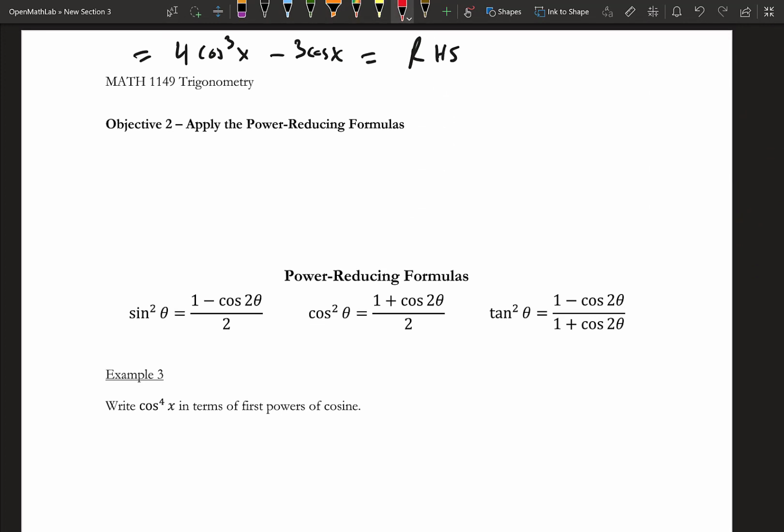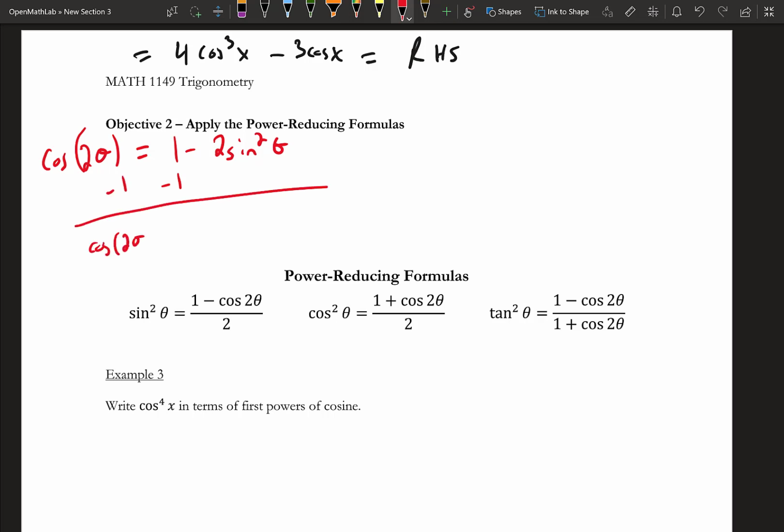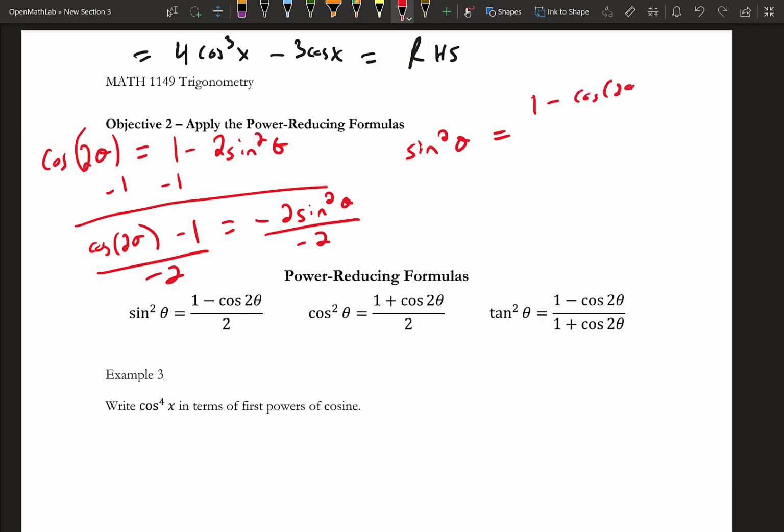Right? So for example, if I start with the first one, cosine of 2 theta is equal to 1 minus 2 sine squared theta. What I can do is try to solve this for sine squared theta. So I can subtract 1 from both sides. So we get cosine of 2 theta minus 1 equals negative 2 sine squared theta, and then divide both sides by negative 2, which gets me to sine squared theta equals 1 minus cosine 2 theta all over 2, right? So there's one of the formulas.